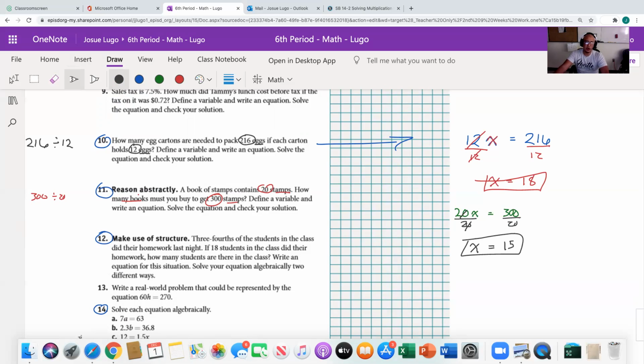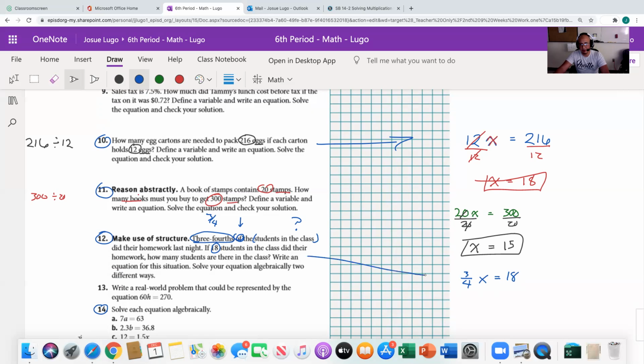All right, let's focus on number 12. The number 12 is pretty interesting. It reads, 3/4 of the students in the class did their homework last night. If 18 students in the class did their homework, how many students are there in the class? So we have 3/4 of, remember the word of next to a fraction means multiplication. 3/4 of the students in the class. We don't know how many students are in the class. But we know that if we were to take the students in the class and multiply that by 3/4, it would give us the ones that did their homework, which is 18.